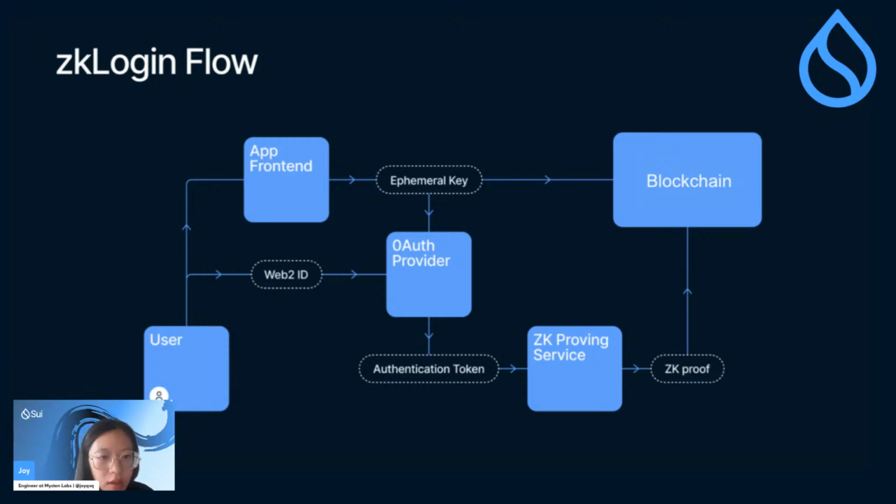key. And once we have the JWT token at the bottom here, the authentication token, this is the field that has the RSA signature from Google and the payload that contains the nonce and your user ID. This part goes into a proving service that generates a zero-knowledge proof to prove that the JWT token is well-formed. On the other hand, the ephemeral key signs the transaction and can submit it to the blockchain.